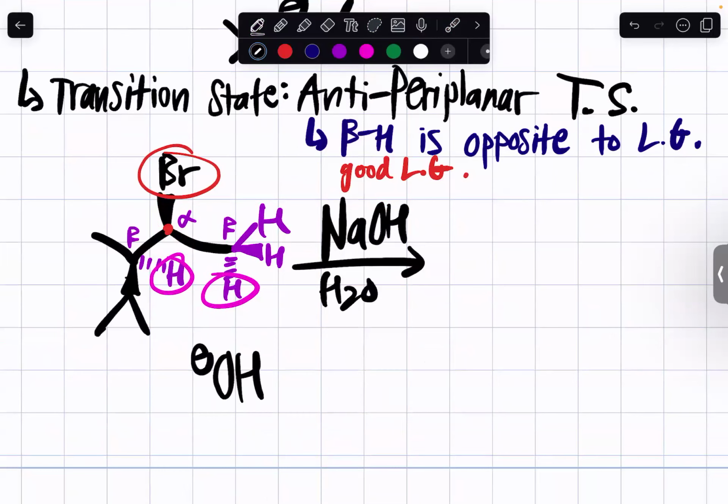Which hydrogen do you think we are going to take to form the more stable double bond, given the unhindered base? The one on the left. Yeah, that's right. Because that will give us the more substituted double bond. And the more substituted the double bond is, the more stable it is due to hyperconjugation.